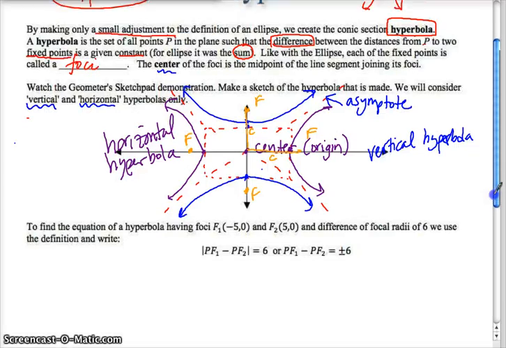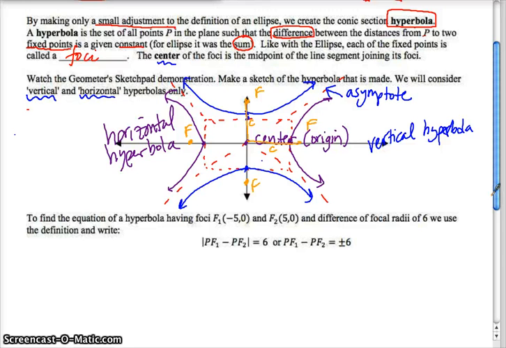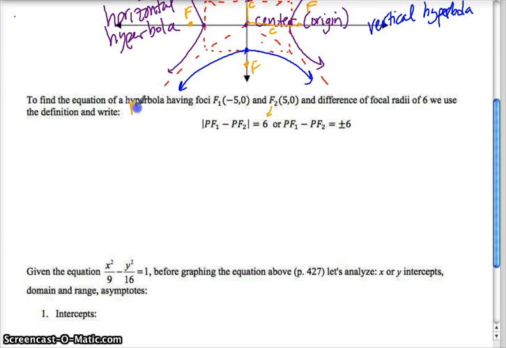Okay, so if we're going by definition, it says, again, it's a set of all points P in a plane such that the difference between the distances from point P to two fixed points, or to the foci, is a given constant. So if we name that constant to be 6, then you can do the distance formula and get an equation of a hyperbola. So what is point P? Well, point P we would call x comma y, right?